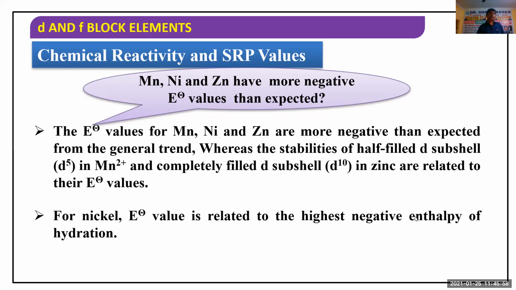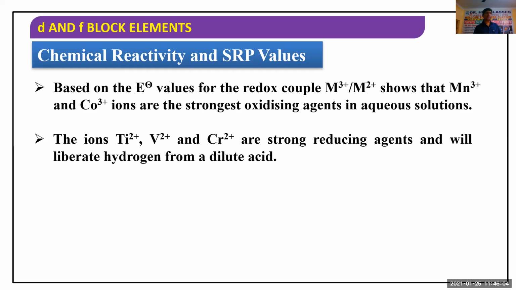For nickel, E0 value is related to the highest negative enthalpy of hydration. Based on the E0 values for the redox couple, meaning there is an oxidation reduction, that means Cu2+/Cu is also a redox couple. M3+/M2+ is also a redox couple, that means which can accept and donate electrons. This pair is known as a redox couple.